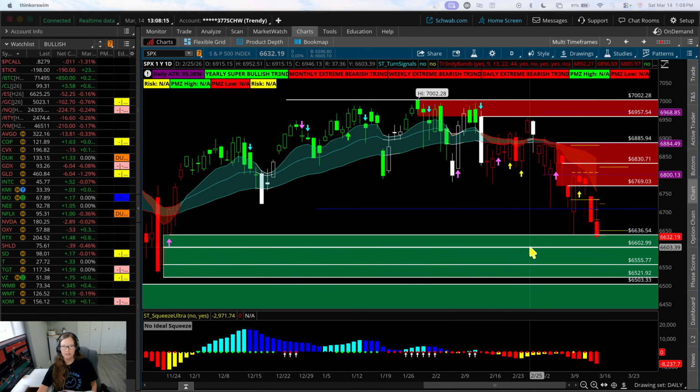Now, if 6602.99, I want to tell you why that's important to me here. It is a gap fill from the inside candle. So, okay, Sunday night into early Monday morning was our first test of this daily demand zone. And look at the pop that it received.